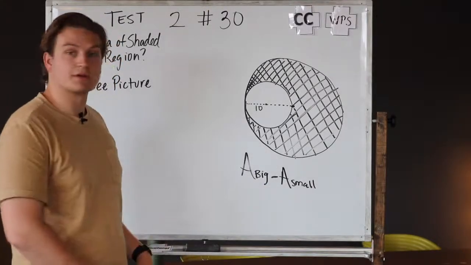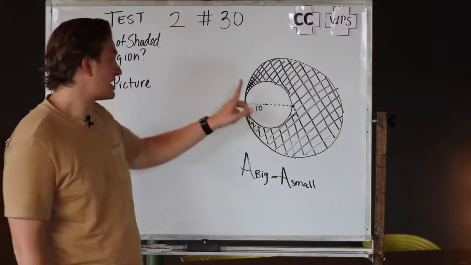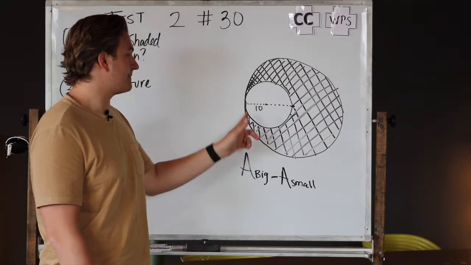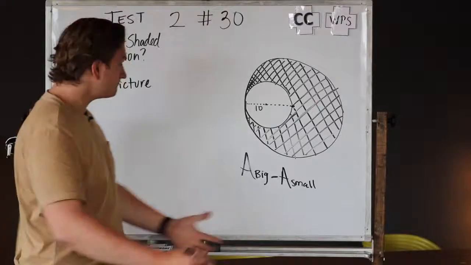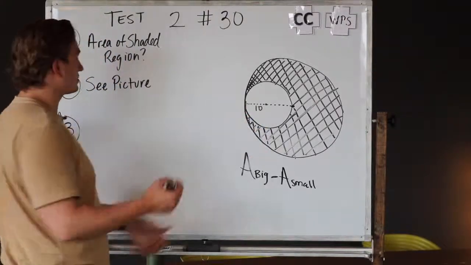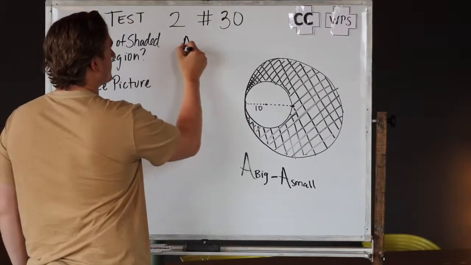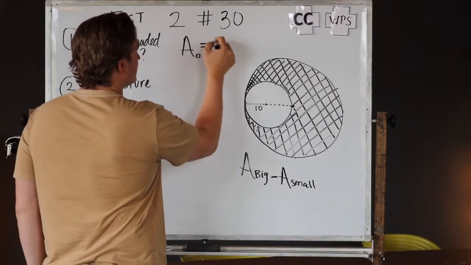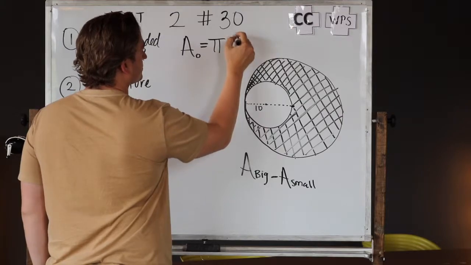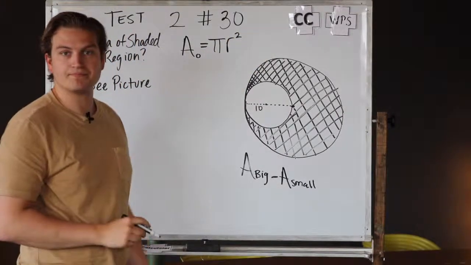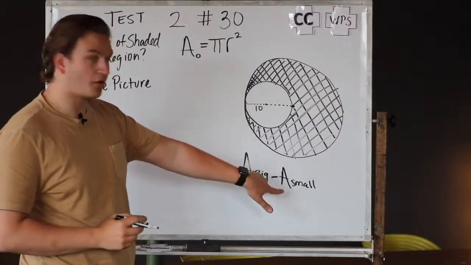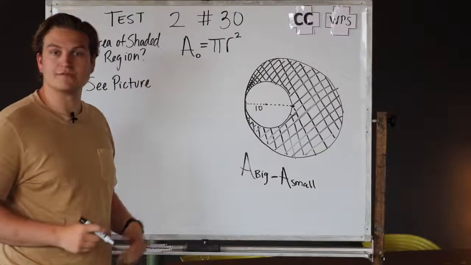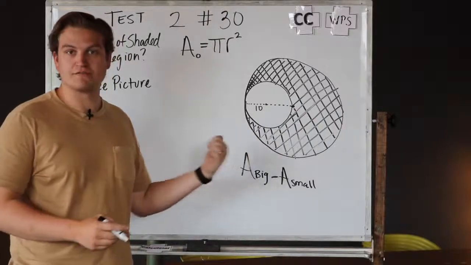So that's exactly what we're going to do here. We're going to take the area of the big shape, which is our big circle, minus the area of our small shape, which is our small circle. Now, how do we find the area of a circle? Just a quick refresher. The area formula for a circle is pi times the circle's radius squared. So let's use this formula, the area of the big shape minus the area of the small shape, along with the area formula for a circle to solve this problem.